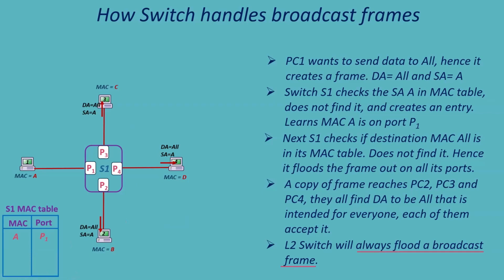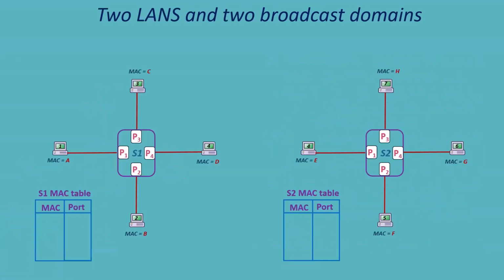Now let us see, if we have 2 LANs, what exactly is the meaning of 2 LANs. Here we have 2 switches, S1 and S2, both are independent. They are not connected to each other. Basically, they are 2 different LANs and they both have their own MAC table. Right? So in this case, let's say PC1 wants to send a broadcast, a message to all. Likewise, PC4 wants to send a broadcast.